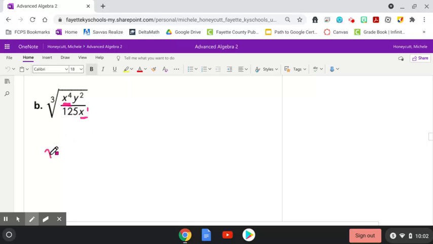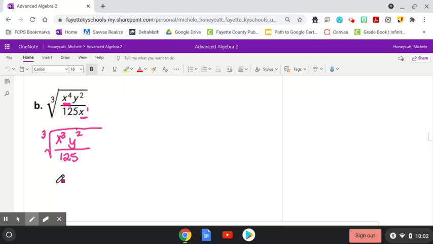So now if I do that, I'll have the cubed root. Since I'm dividing x to the fourth by x to the first, you can subtract those exponents because they have the same base. So 4 minus 1 is 3. So x cubed, y squared, and then 125 in the denominator.